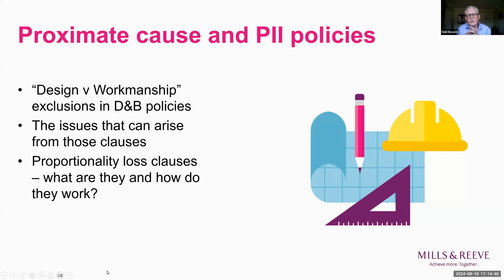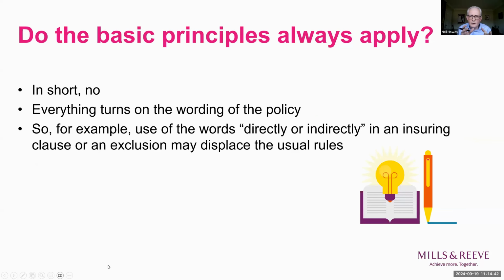So on a separate note, then, do the basic principles we've talked about always apply? No. Every case turns on the wording of the policy and the facts of the case. So, for example, a policy which uses the words "caused directly or indirectly" instead of simply "caused by" or "occasioned by" in an insuring clause may enable the insured to show a looser causal connection than the standard proximate cause test. But then the inclusion of the words "caused directly or indirectly" in an exclusion clause may extend the scope of that exclusion. So, Neil, would you say that the law on proximate cause is now settled?